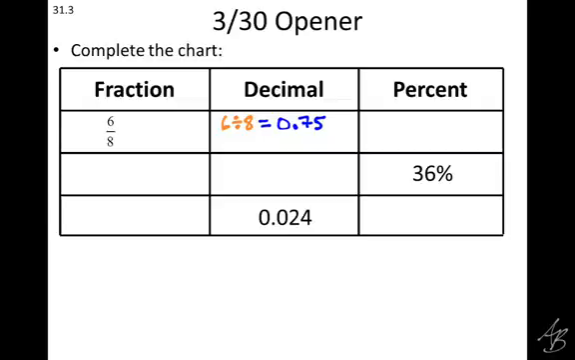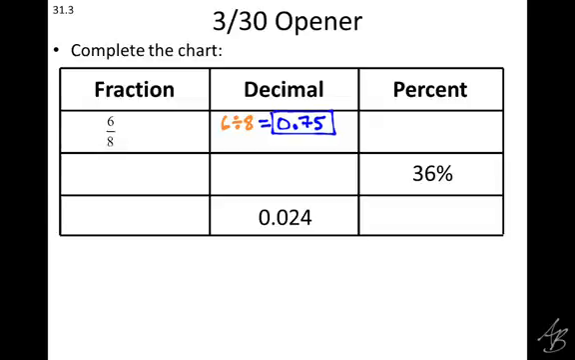Since we have work and a final answer, what should I do with my answer? Box it or circle it so that we know that that is the final answer. Okay. How about the percent? If I know the decimal, how do I change it to a percent? Multiply by 100.